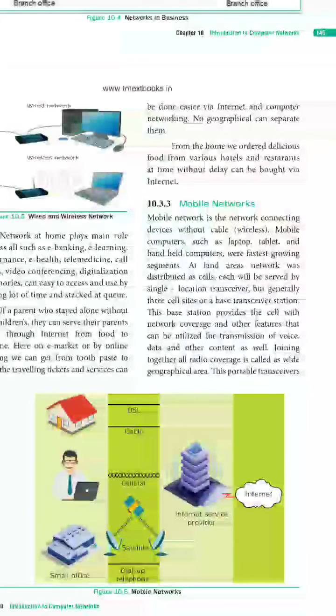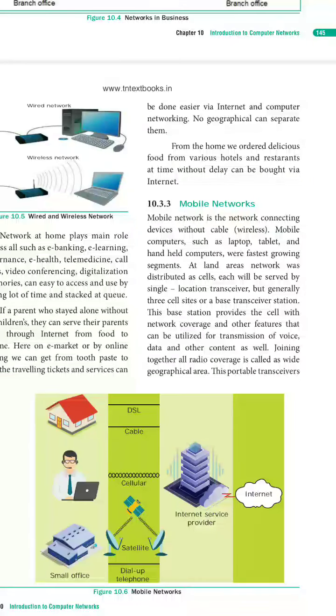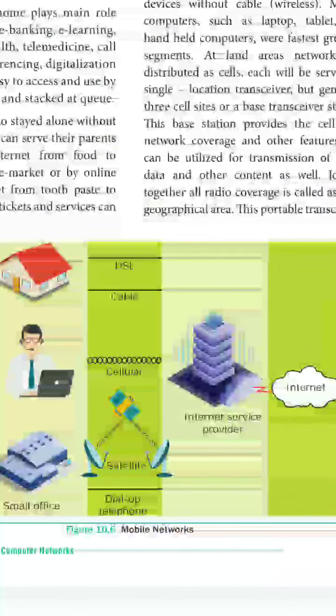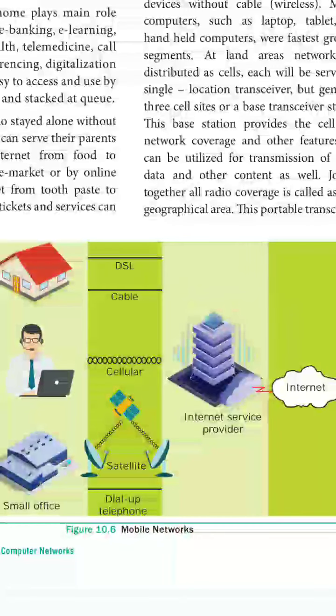So what is a mobile network? The person who is connecting to the server will be moving from one location to another location. In every location there will be an accessing tower. So when he moves from one location to another, he will be connected to the tower or access point which is located in the current location. This is the mobile network accessing.